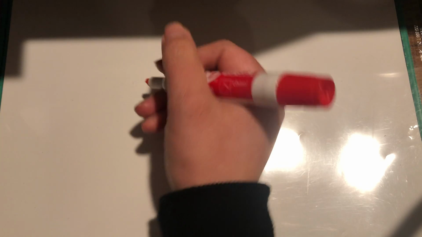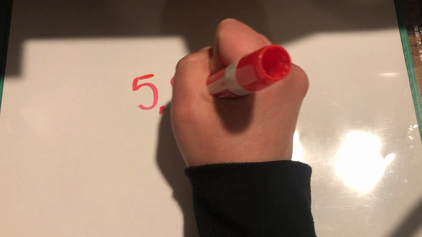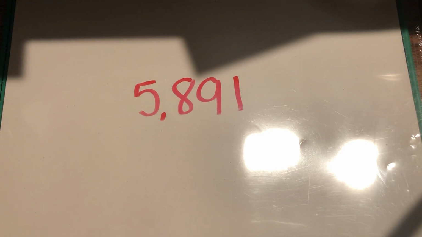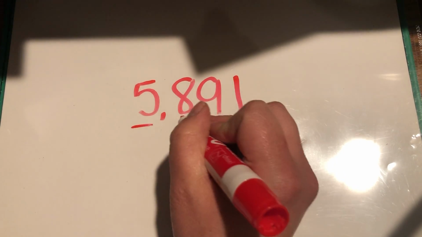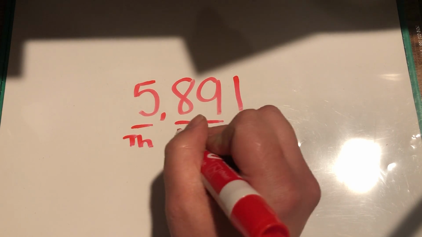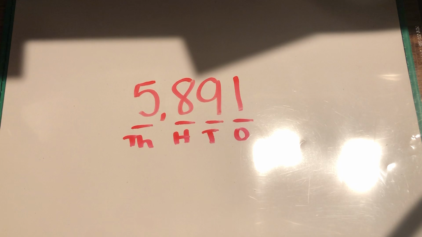Okay. What about the number 5,891? I'm going to write out my place values just one more time. And I'm going to see if we can do it without writing those out.